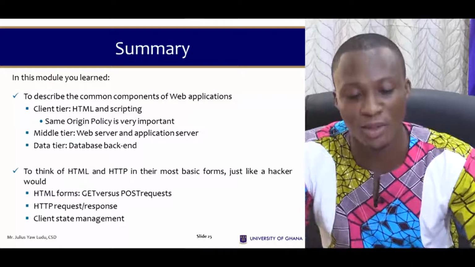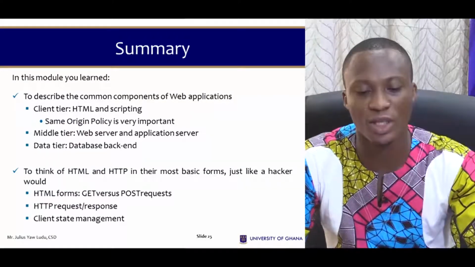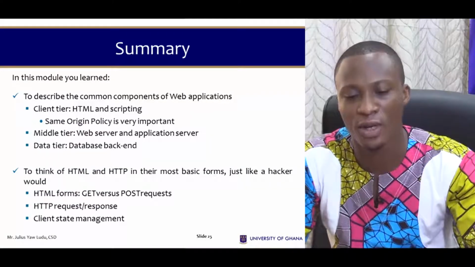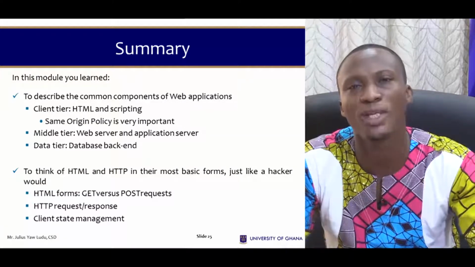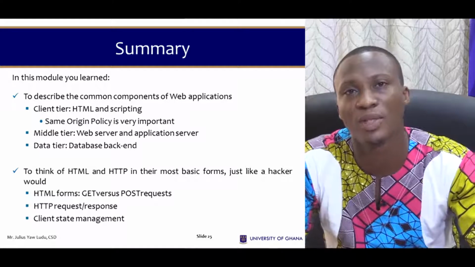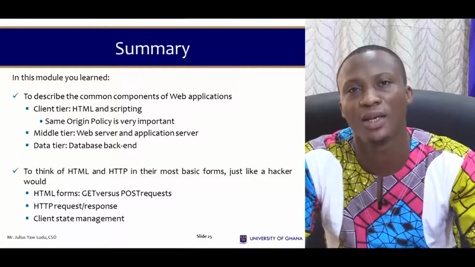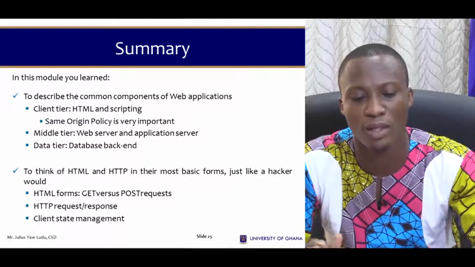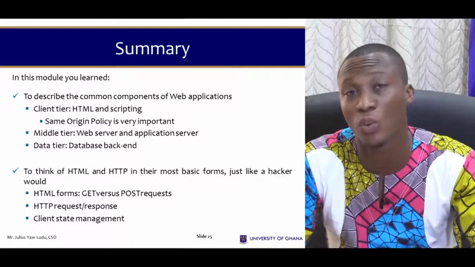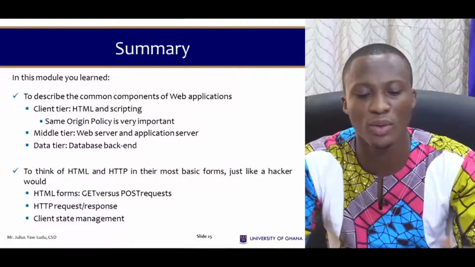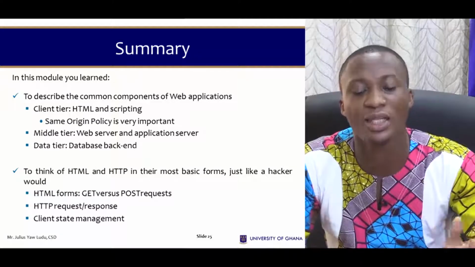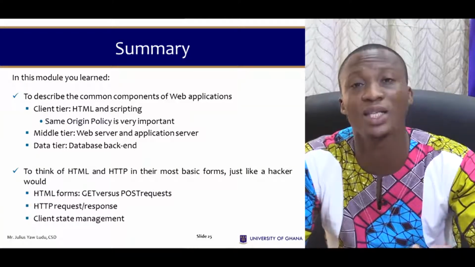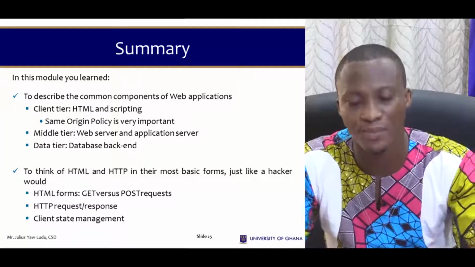So in this module, we've learned to describe some common components of a web application. We've looked at the three components: client tier, middle tier, and what? Data tier. And the data tier, we are saying has to do with the back end. The middle tier, we are talking about the web server and the application server. Then the client tier, we are looking at basic HTML and some scripting.